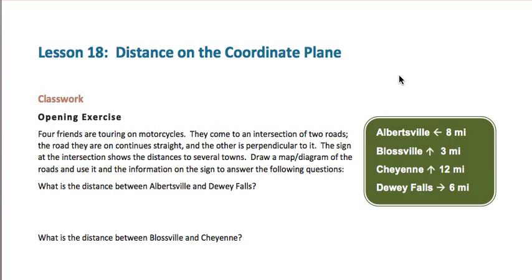The sign at the intersection shows the distances to several towns. You are supposed to draw a map or diagram of the roads and use it and the information on the sign to answer the questions. So the distance between Albertsville and Dewey Falls from this point would be the 8 miles in one direction, which is to the left, and Dewey Falls, which is 6 miles in the other direction. So the distance will be 8 plus 6 because they are going in opposite directions.